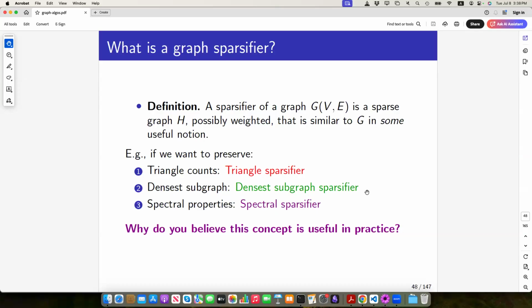So the last concept I would like to discuss is the concept of a graph sparsifier. So I may give you a network G, and one task is, with respect to what you want to do, find a much smaller graph, sparser, that is similar to the input with respect to triangle counts, or maybe the densest subgraph, or maybe spectral properties. Okay, so these are called triangle sparsifiers, densest subgraph sparsifiers, and spectral sparsifiers.